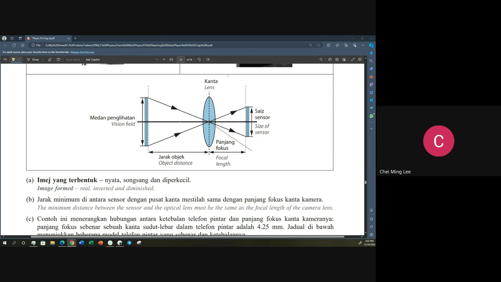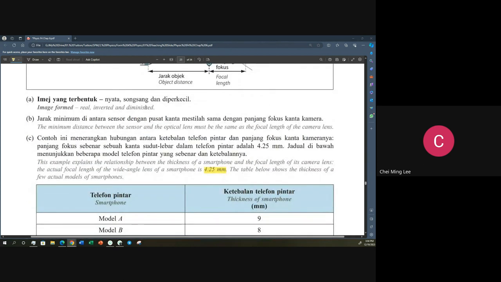So they are using the lens here, and the object distance normally will be, then the image distance. The sensor location normally will be at the focal point, and this is the vision field of it, so they make it fit snugly. So this is how. The image that they form normally will be real, inverted, and diminished. So the minimum distance between the sensor and the optical lens must be the same as the focal length of the camera lens.